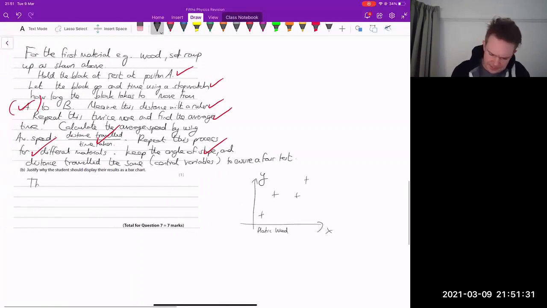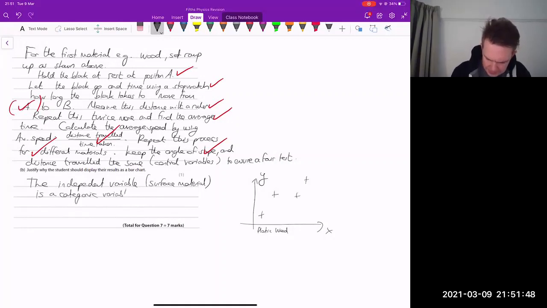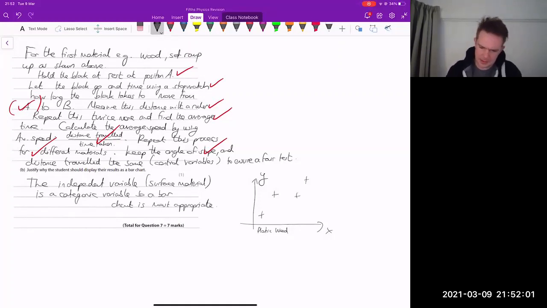So the independent variable, the surface material, is a categoric variable. So a bar chart is most appropriate. And there's your mark, okay?